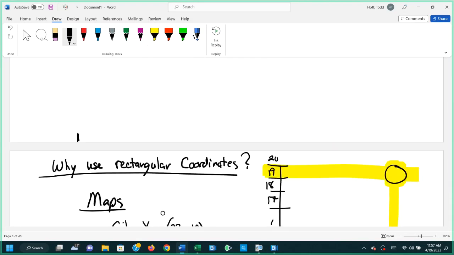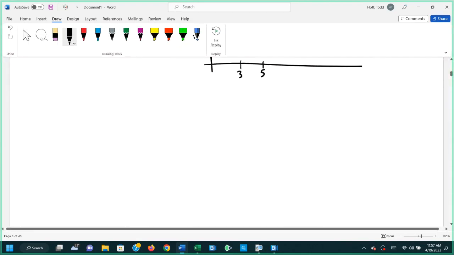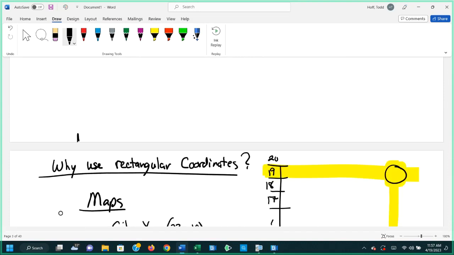Mathematically speaking, we use these to represent relationships.